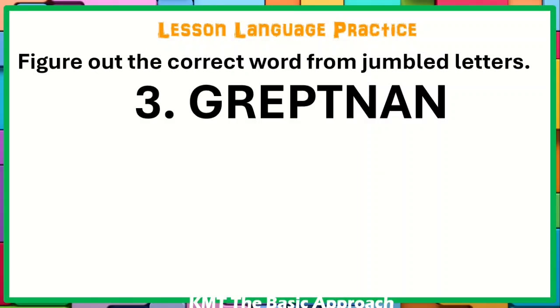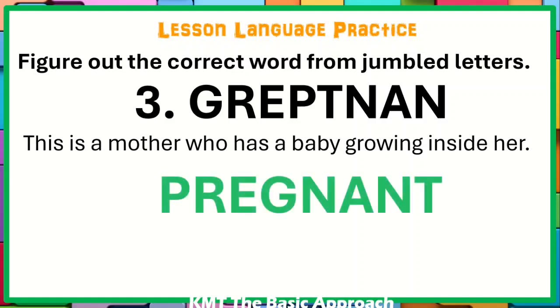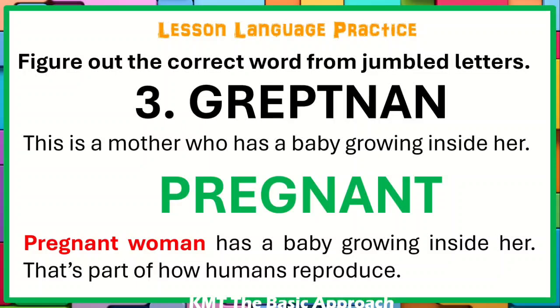Number 3. This is a mother who has a baby growing inside her. What is the correct answer? Amazing! Pregnant. A pregnant woman has a baby growing inside her. That's part of how humans reproduce.